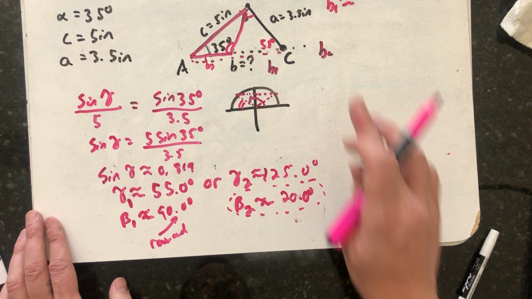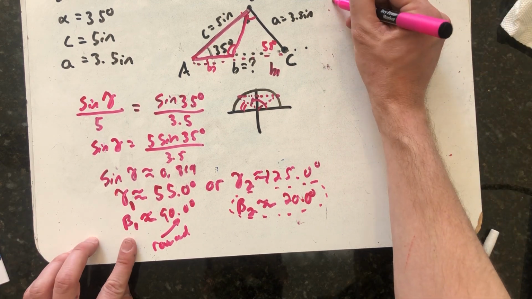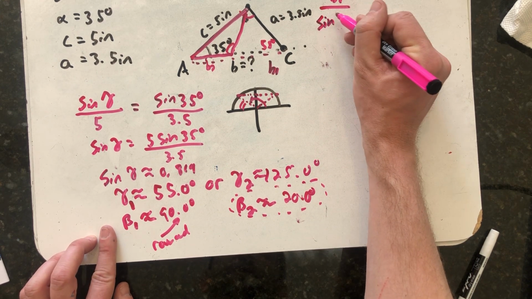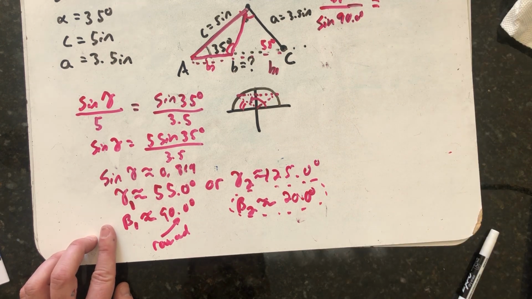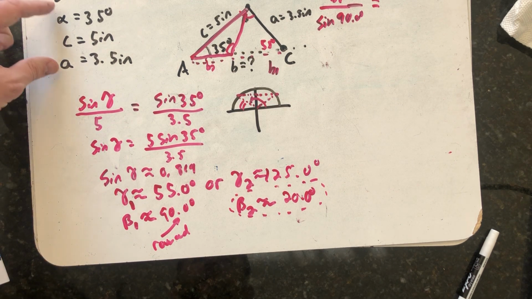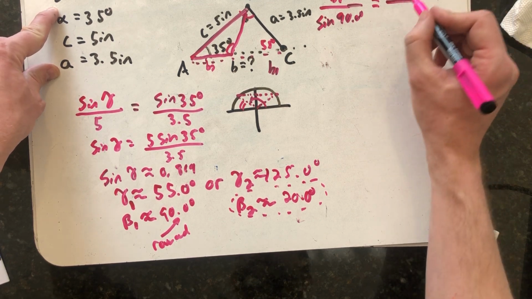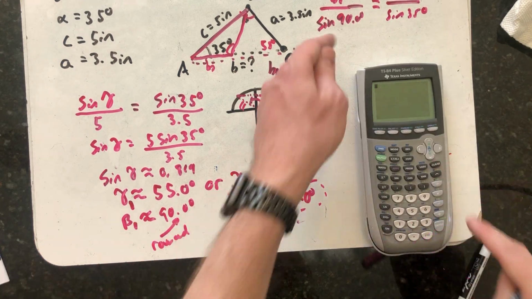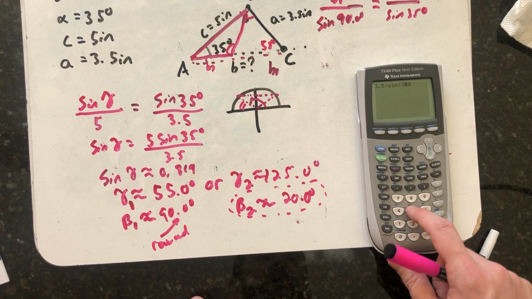Well, let's find b1 and b2, using, of course, the law of sines. Thinking about b1, b1 over the sine of beta 1, which is almost 90 degrees, and I am going to use that rounded figure, is equal to, thinking about this great big triangle, I should try to use the given information, so I'm going to use alpha and a: 3.5 over the sine of 35 degrees. Since I'm using that rounded figure, I know the sine of 90 degrees is 1, so this is just 3.5 over the sine of 35 degrees.